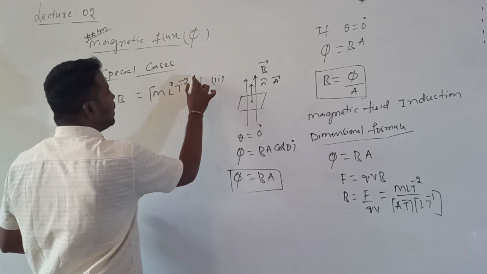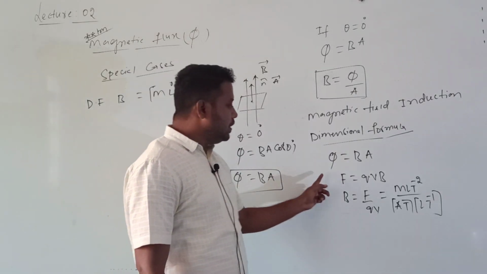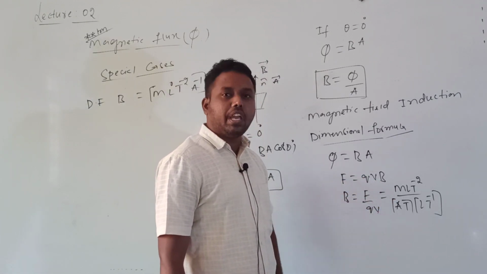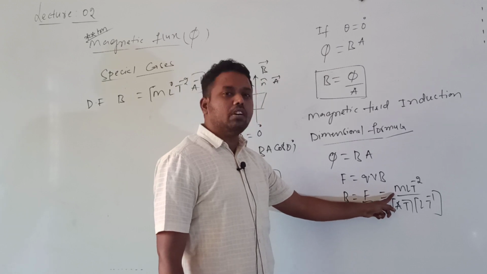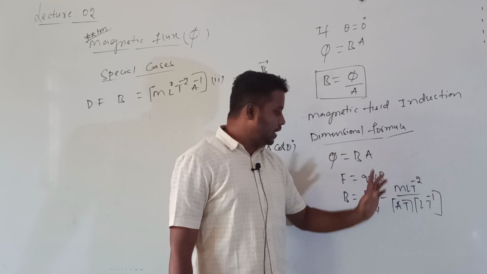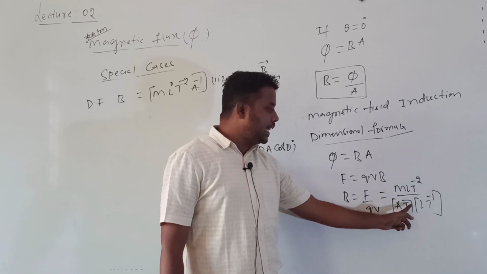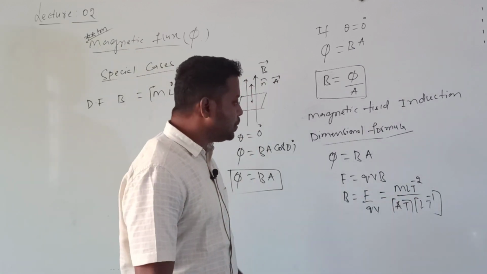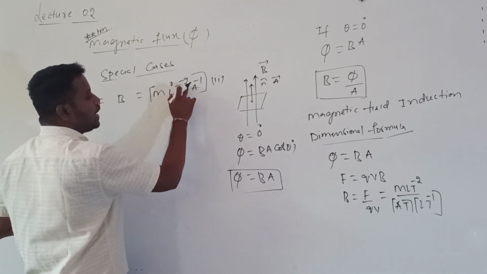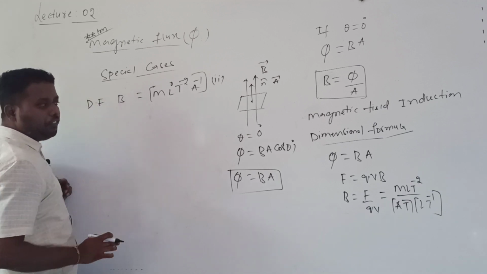Correct dimensional formula? Since by the formula F is equal to QVB, B is equal to F divided by Q into V. Force is equal to mass into acceleration, and acceleration is L into T power minus 2. Charge is A into T, and velocity is distance by time, that is L into T power minus 1. So the dimensional formula is M L power 0 T power minus 2 A power minus 1. This is the dimensional formula for B.